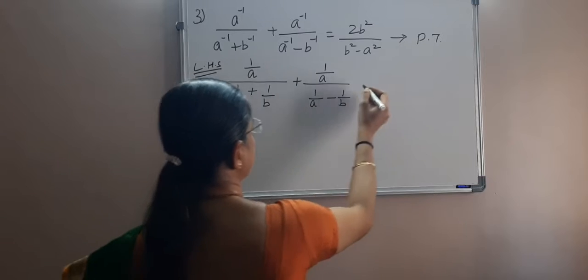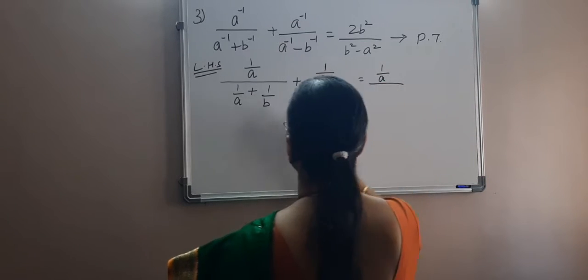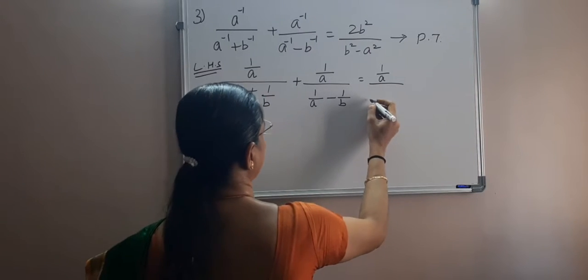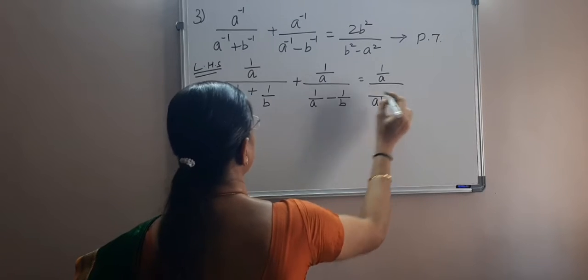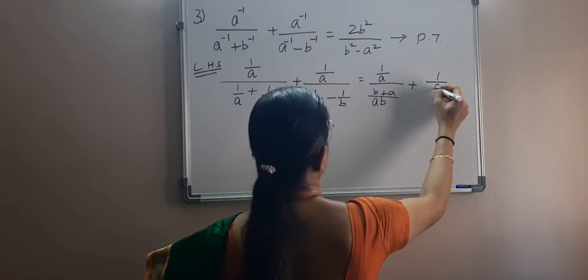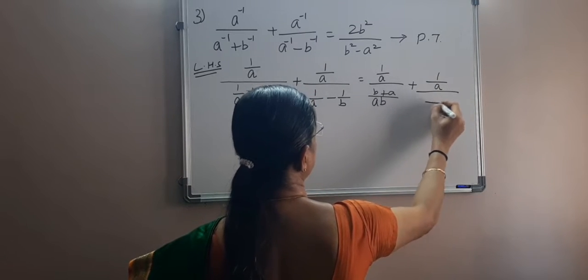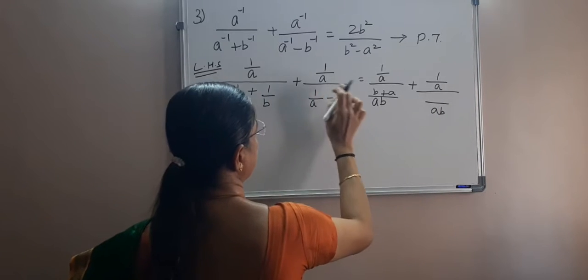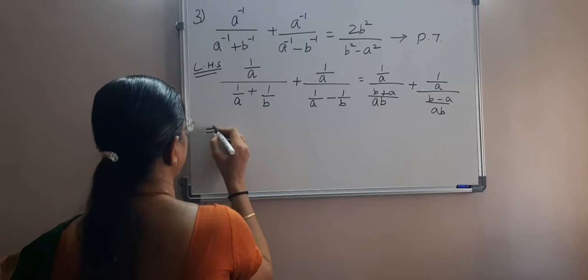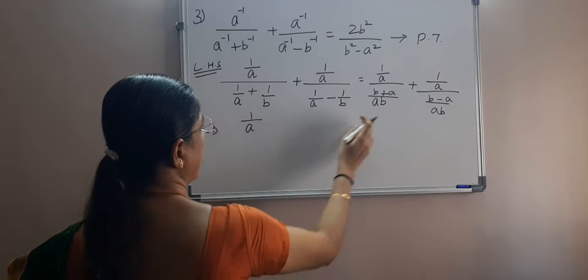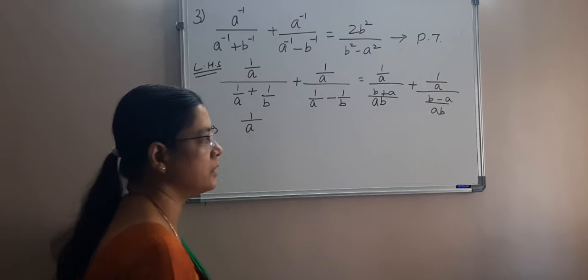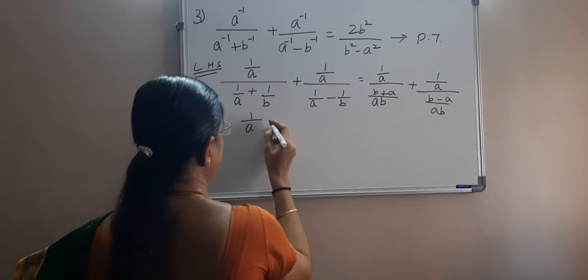Now let's try to solve it. Keep the numerator as it is. Now 1 by a plus 1 by b becomes, see, ab is your LCM, and the numerator becomes b plus a, plus 1 by a divided by 1 by a minus 1 by b. Here too ab is your LCM, and b minus a in the numerator, isn't it? So this becomes 1 divided by a plus b by ab, isn't it? This division, let me take it as a multiplication.